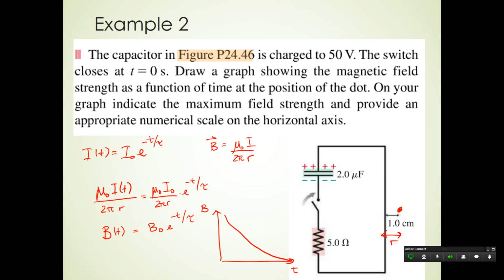So what would be the maximum that this can have? Well, that would be pretty easy to calculate. It would be this value here. This is going to be your maximum magnetic field. It's going to be at its maximum when its time is equal to 0.